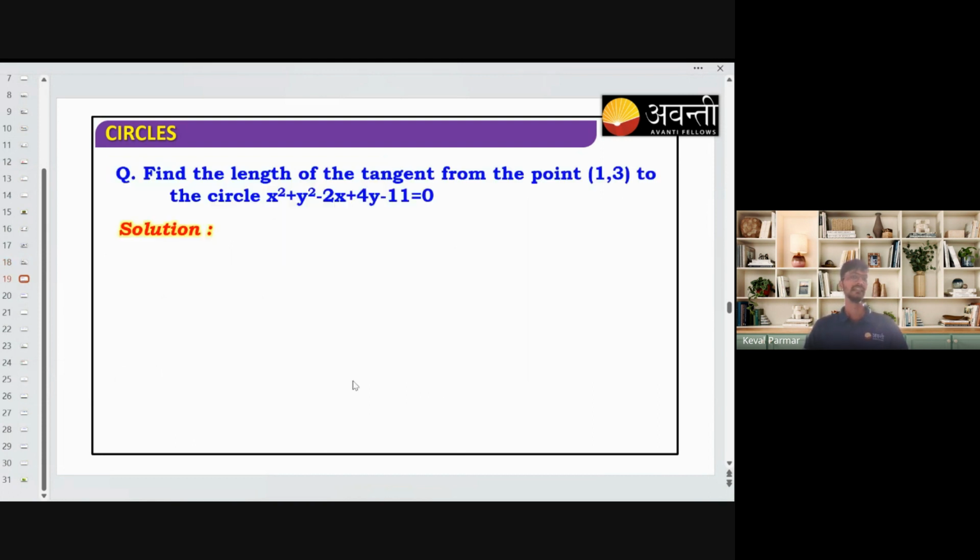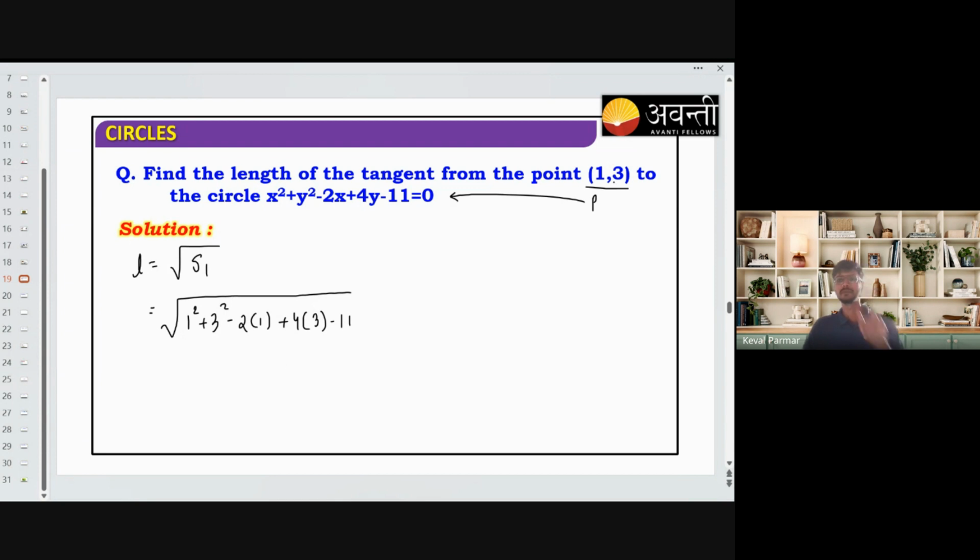So let's see the question. Find the length of the tangent from the point P, which is x1, y1, to the circle. We know that length of the tangent is under root of S1. What is meant by under root of S1? We just substitute the point P in the equation. How to substitute? In place of x put 1, in place of y put 3. So what do we get, guys? We get 1 square plus 3 square minus 2 into 1 plus 4 into 3 minus 11.